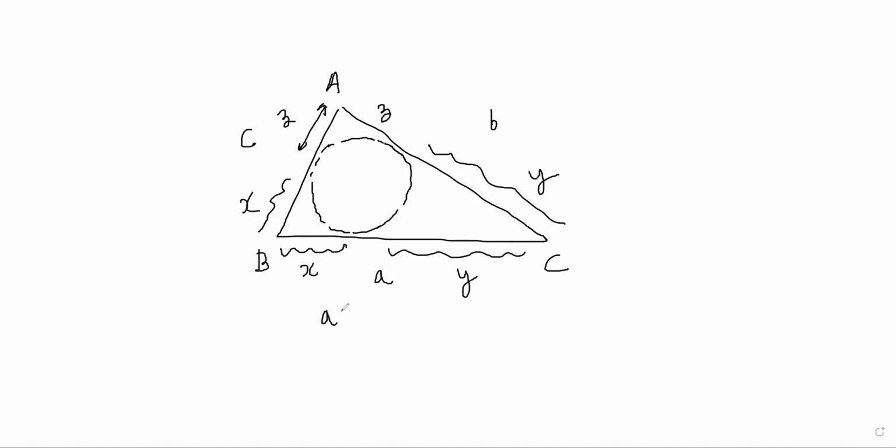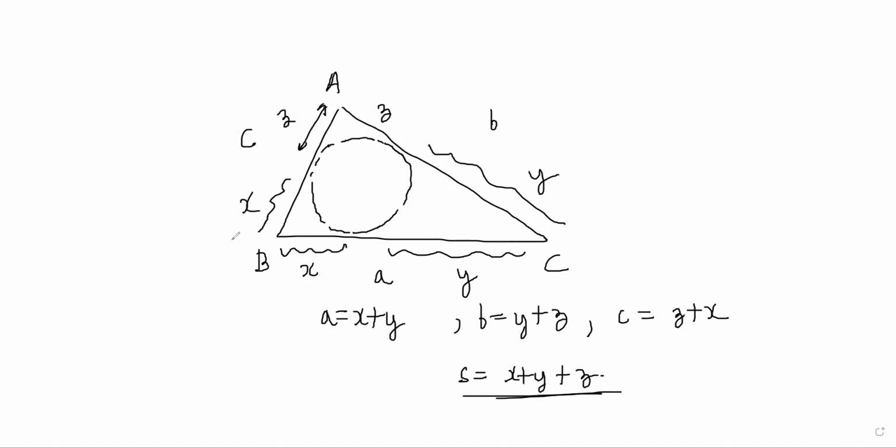And from here we get a is equal to x plus y, b is equal to y plus z, c is equal to z plus x, and obviously the semi-perimeter is equal to x plus y plus z. So this substitution, where we write the sides of the triangle in terms of the tangent lengths, the length of the tangent from B and C and A respectively, is called the tangent length substitution.